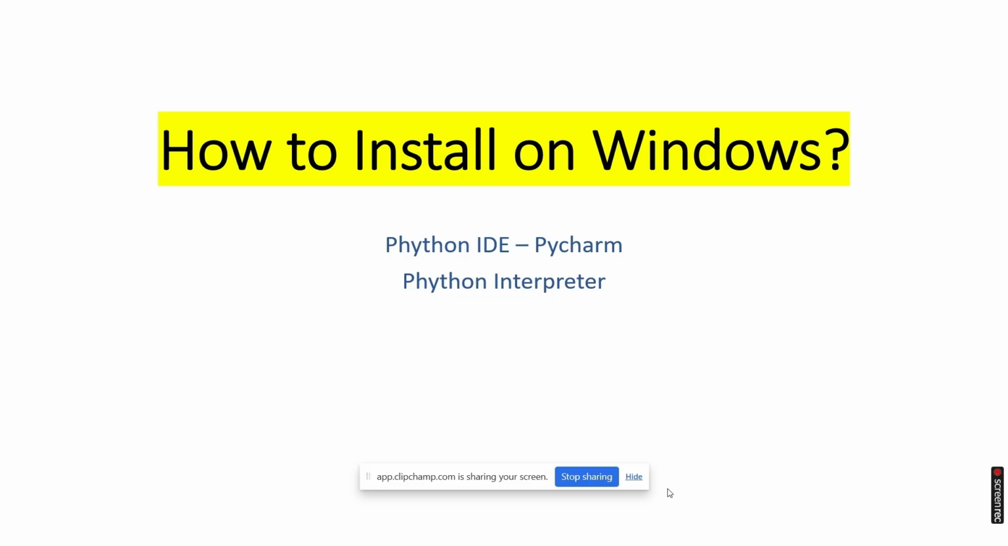The next one is Python interpreter. Python IDE is nothing but a kind of text editor, a place where you can write the code. Python interpreter is nothing but a tool that interprets and executes the code you have written in the IDE, in the text editor. Let's begin.